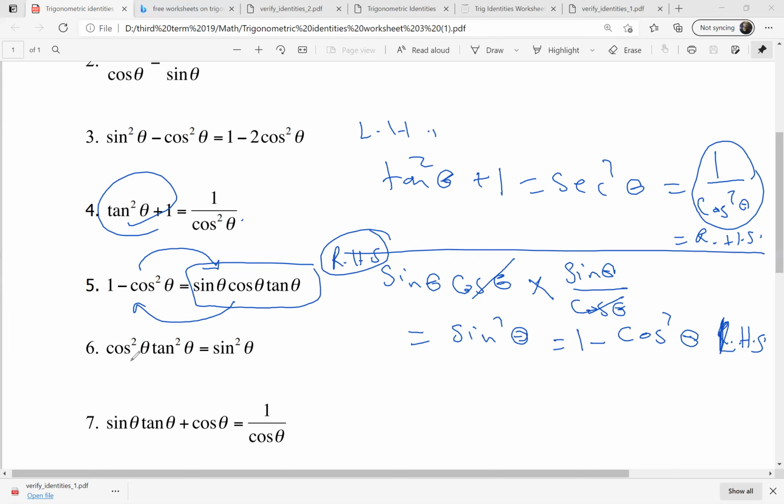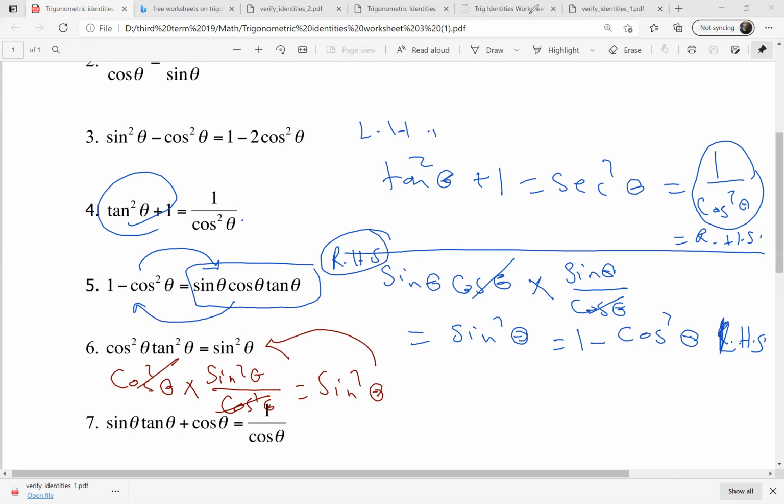Another one, number 6. Cosine power of 2 times tan power of 2. Cosine power 2 is cosine power 2 theta. You don't need to change it because you have tan, and tan squared is sine squared theta over cosine squared theta. Then cosine with cosine will leave sine squared theta, which is this side. Okay, it's very easy.